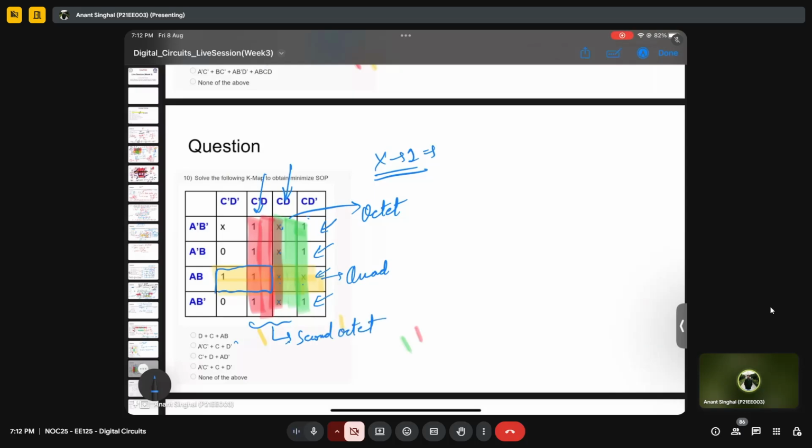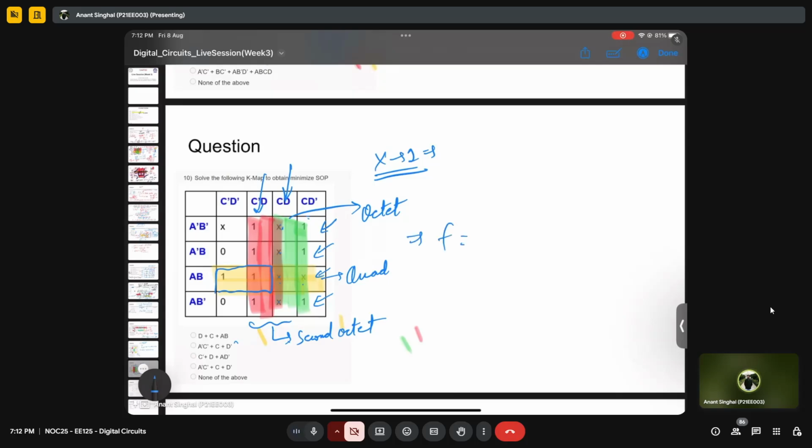I just want to minimize the expression. So whatever higher possible group, quad or octet I can make, I will make that. Is it clear now? Yes, sir. Okay. So let's find the expression now.